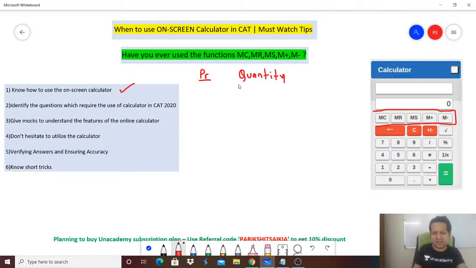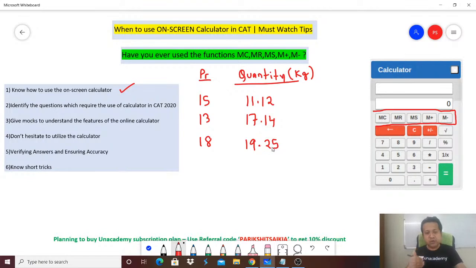Let's take a very simple example, but it will help you illustrate the point. Let's say price is 15, quantity is 11.12; price is 13, quantity is 17.14 kgs; and price is 18, quantity is 19.25 kgs. Now imagine, if you were to do your maths orally here, this is going to take a lot of time. On the contrary, you can make use of your on-screen calculator, and especially the functions MC, MR, MS, M plus, and M minus.